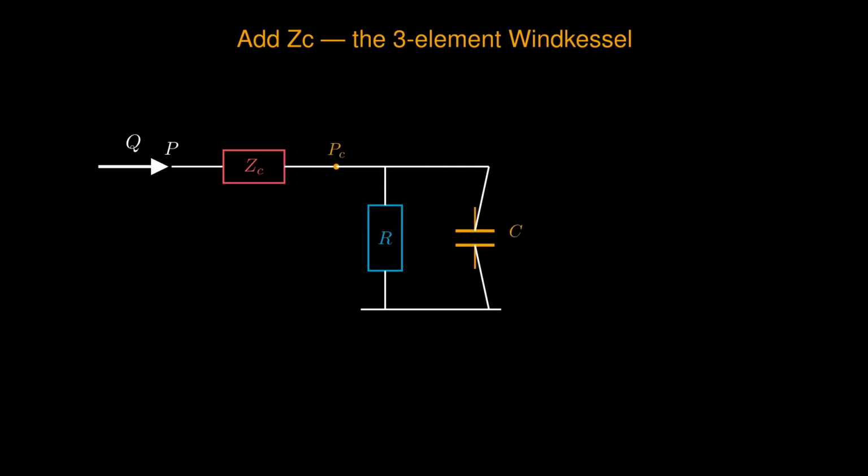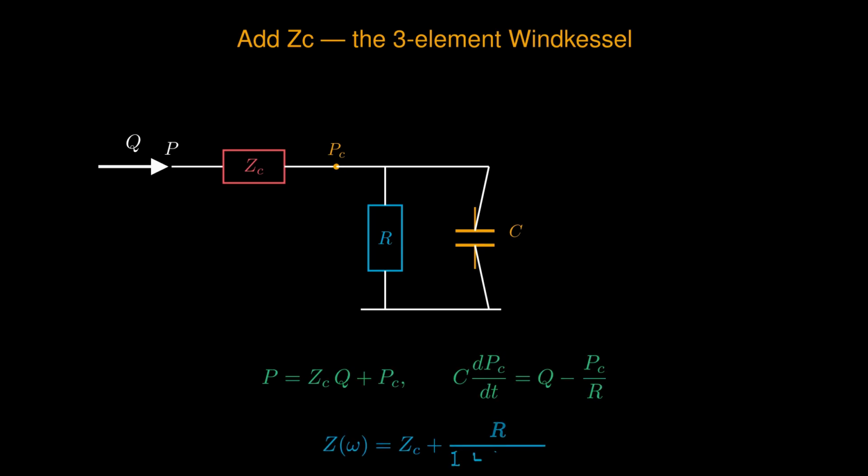Put a small resistor in series, right at the inlet, before the compliance chamber. It's the characteristic impedance, ZC, the aorta's own resistance to sudden flow, roughly ρ times wave speed over area. Now the inlet pressure is ZC times the flow, plus the chamber pressure, and the chamber still balances flow as before. In frequency terms, the load impedance is ZC plus the resistor and capacitor in parallel. 3 numbers, and it matches the real arterial load across the whole heartbeat.